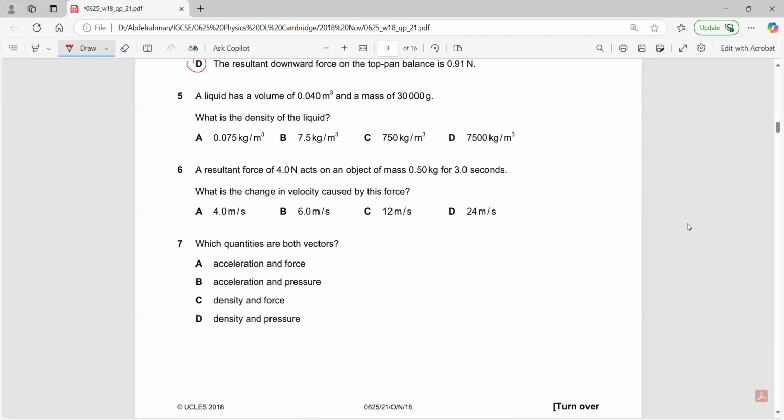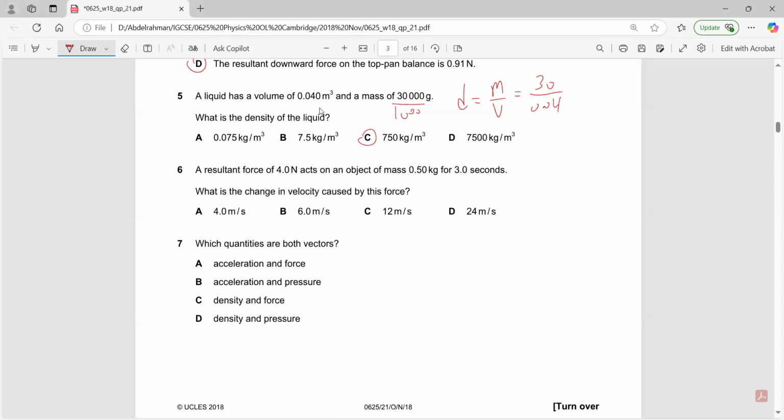Question 5. A liquid has a volume of 0.04 meters cubed and a mass of 30,000 grams. Find the density. Density equals mass over volume. But first of all, you need to divide the mass by 1000 to find it in kilograms. So basically you have 30 kilograms divided by 0.04. If you use your calculator, this would give you a density of 750 kilograms per meter cubed.